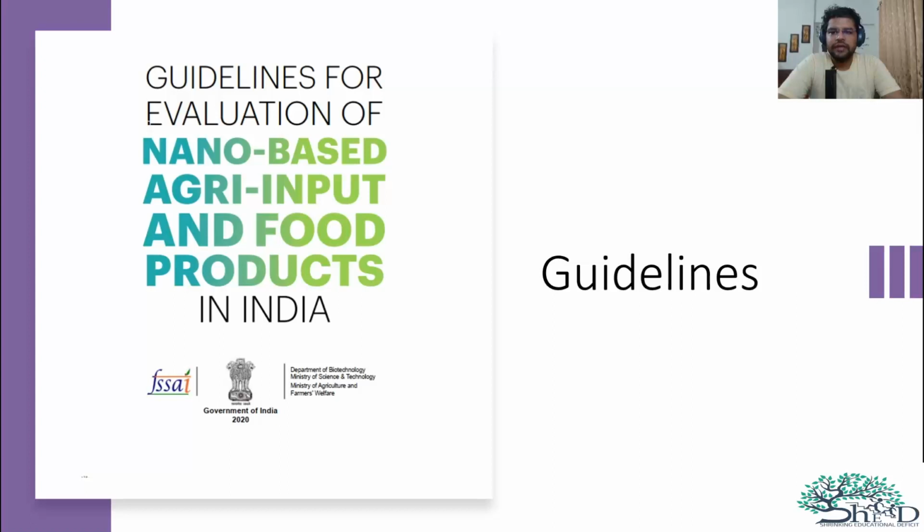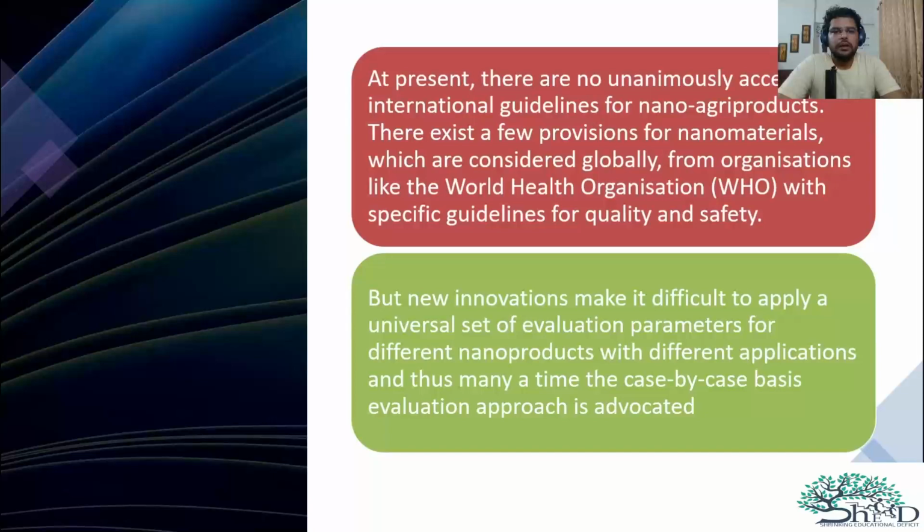Next, guidelines for evaluation of nano based agriculture input and food products in India. We have already discussed this. All right. One thing which I would like to mention here in this guideline is, at present in the world, there are no unanimously accepted international guidelines for nano agri products. This is very important. Right now, research is going on, people are developing things, but again, things are not at such a level where you can actually say that yes, this is a good product, let's now create policy for the future.